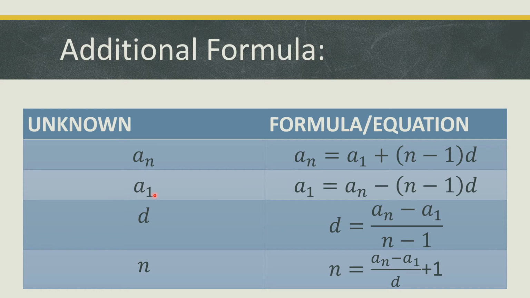If a sub 1, or the first term, is missing, we need to use a sub 1 equals a sub n minus n minus 1 times d. If d is missing, we need to use d is equal to a sub n minus a sub 1 all over n minus 1. If n is missing, we need to use n is equal to a sub n minus a sub 1 all over d, plus 1. So take note of these formulas because we're going to use them in our next examples.